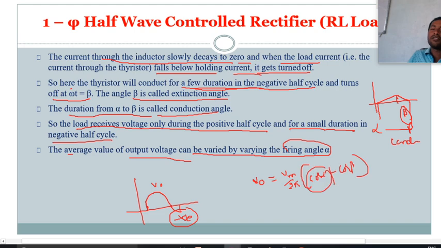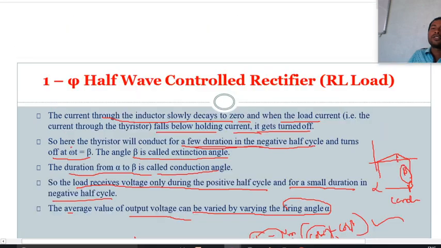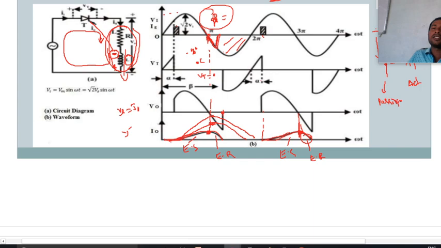This is the output voltage equation. This is all about the RL load. Everything is explained in the waveform, but these are the key points.